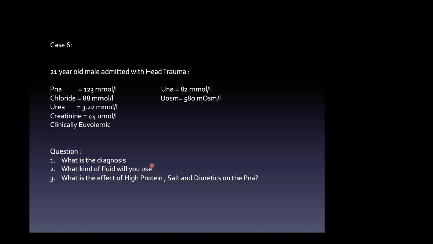What kind of fluid will you use? And once you have corrected the SIADH, how much protein, salt, and diuretics, the measures that you use to correct hyponatremia, how much will you prescribe? And what is the effect of all of these on the patient's plasma sodium? Because now you're a nephrologist. You cannot just say, put the patient on a high protein and high salt diet. As a nephrologist, you have to give the correct order, how much protein you want to give this patient, how much salt tablet you want to give. Because for me, that is what distinguishes me as a nephrologist from an internist.